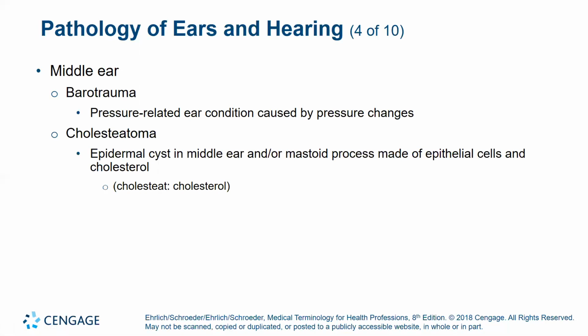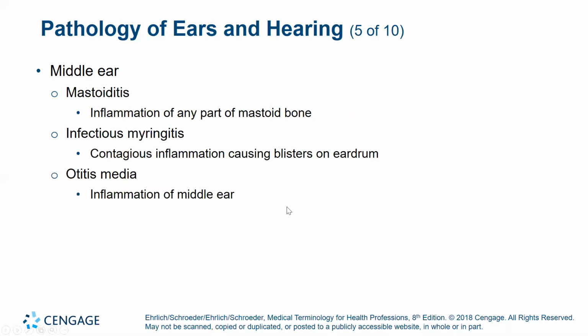Then we have cholesteatoma, an epidermal cyst in the middle ear and/or mastoid process made of epithelial cells and cholesterol. Mastoiditis is inflammation of the mastoid bone. Itis is inflammation. Myringitis is contagious inflammation causing blisters on the eardrum. And then otitis media is your inflammation of the middle ear.